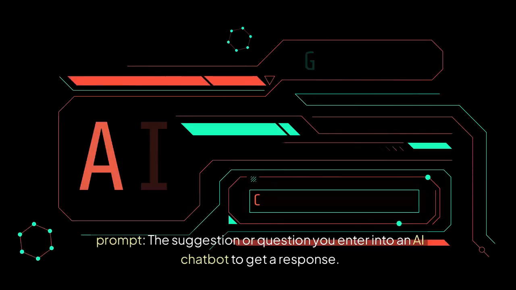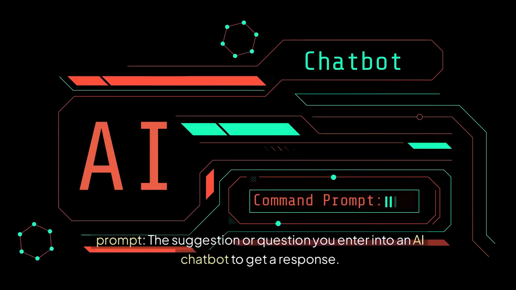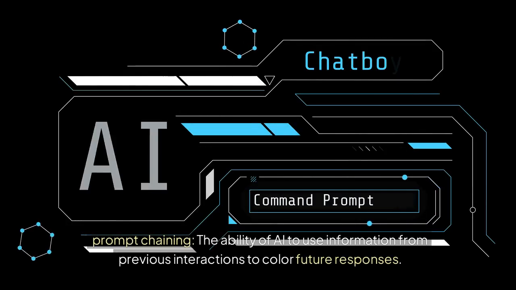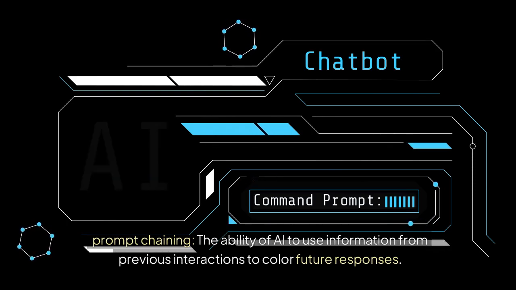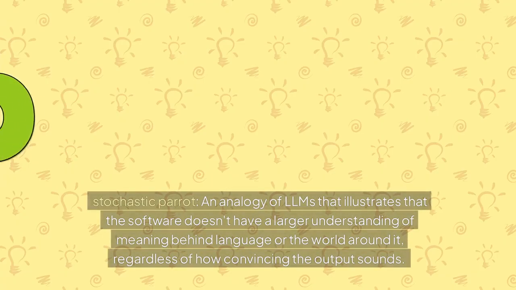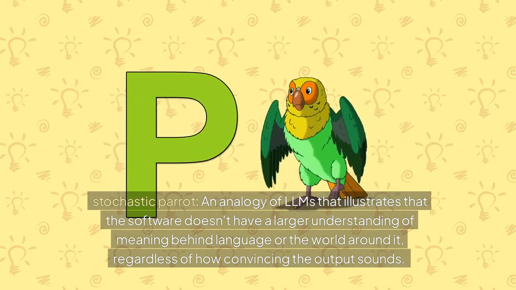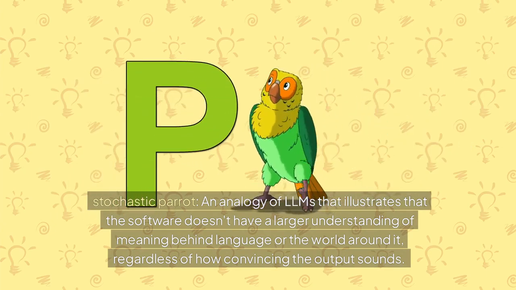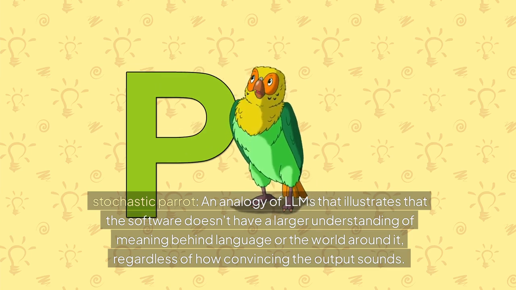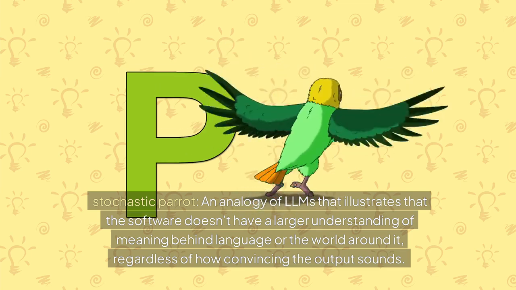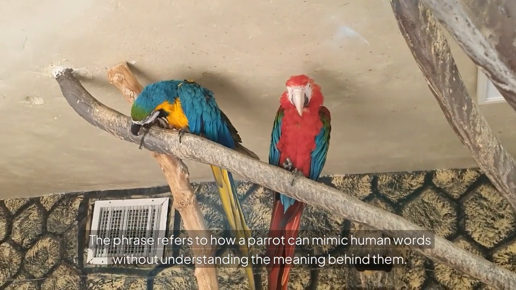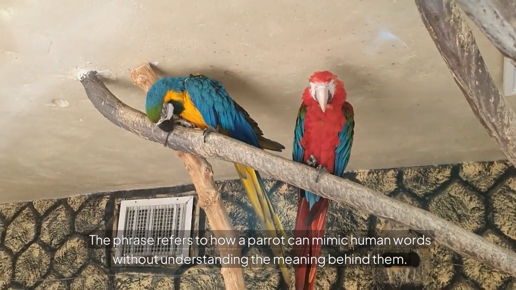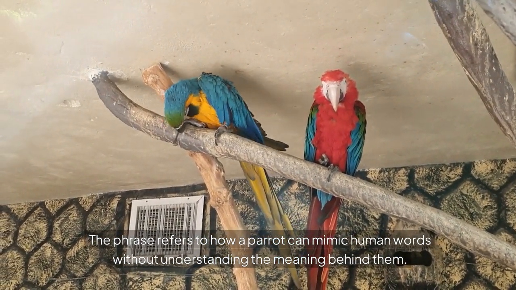Prompt. The suggestion or question you enter into an AI chatbot to get a response. Prompt chaining. The ability of AI to use information from previous interactions to color future responses. Stochastic Parrot. An analogy of LLMs that illustrates that the software doesn't have a larger understanding of meaning behind language or the world around it, regardless of how convincing the output sounds. The phrase refers to how a parrot can mimic human words without understanding the meaning behind them.